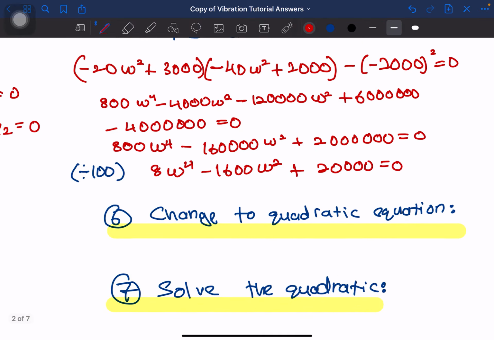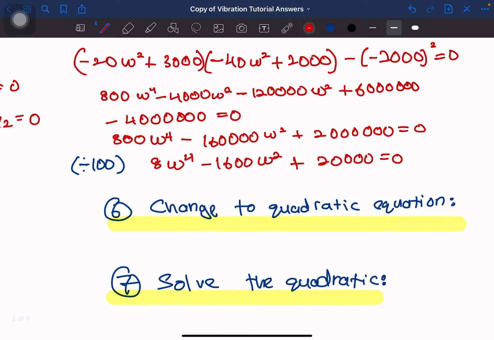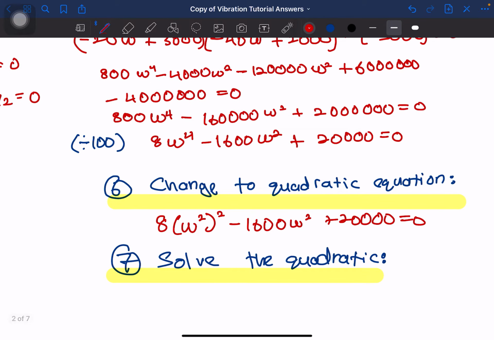Now as you can see, we can't solve it yet because the biggest power is to the power of 4. I've already taught you before how to solve an equation with the power of 4. You change it into a quadratic equation. So 8 omega to the power of 4 also equals 8 times omega squared, squared, equals to 0. So now you'll be solving this quadratic equation in terms of omega square.